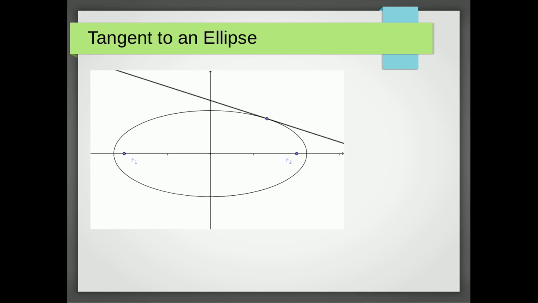In this video I'm going to show you how to find the equation of the tangent to an ellipse. To do that we need the gradient of the tangent, we need the point that the tangent goes through, and then we're going to use the equation of a straight line, y minus y1 equals m(x minus x1).